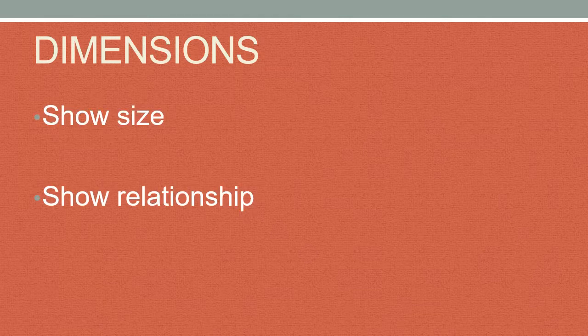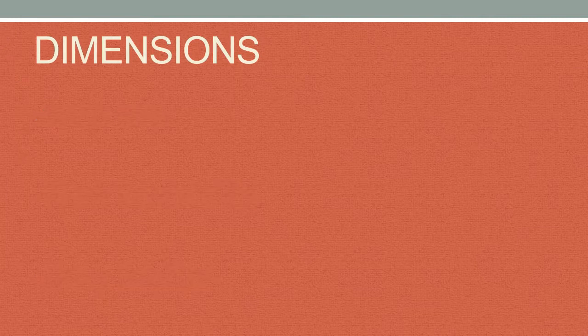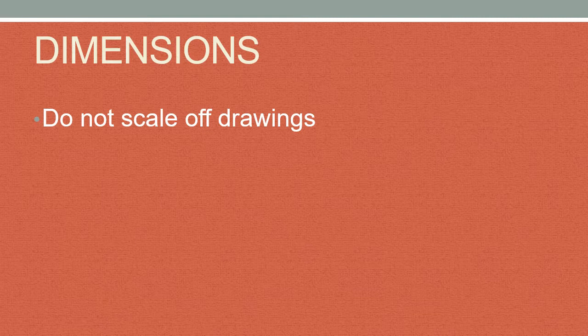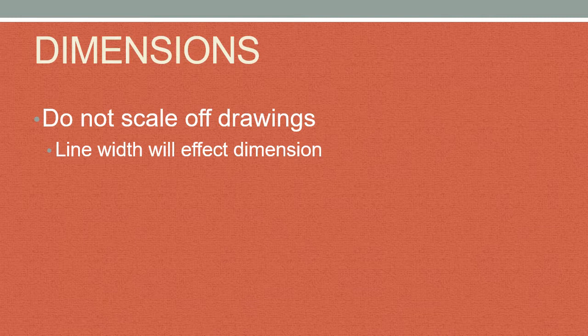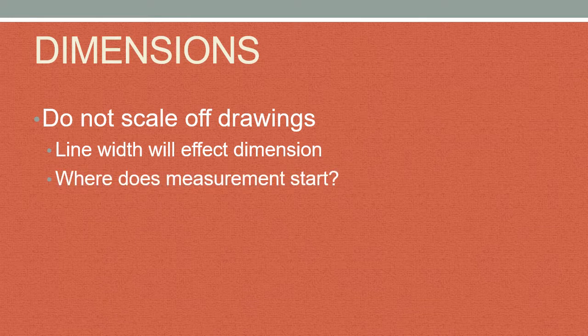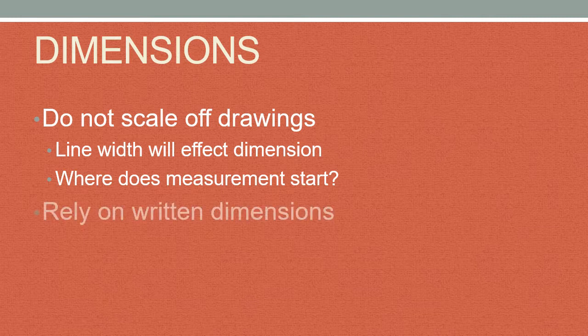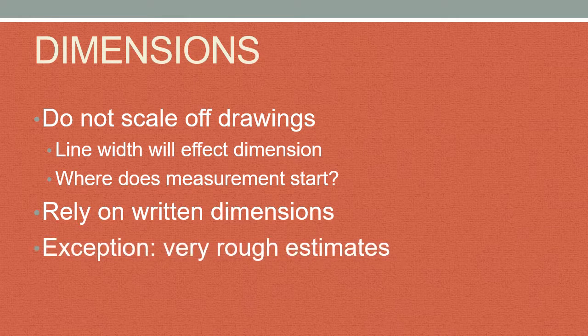Dimensions show size, they show relationship, and they show location. But do not scale off drawings, because the line width may affect the dimension. Where would you start the measurement? At the beginning of the line, the beginning of the width of the line, the middle of the width, the end of the width. So always rely upon written dimensions. Now, the caveat to that, the exception is that if you're just looking for very rough estimates, it's okay to scale off the drawings.